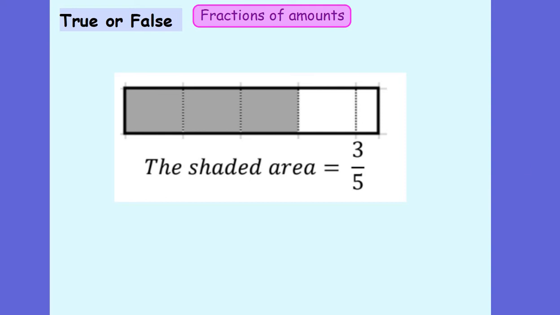So I'm going to say that this is completely false. The shaded area does not represent 3/5. However, I have split it into 5 pieces and I have highlighted 3 of them. So what have I done wrong? Have a little think.